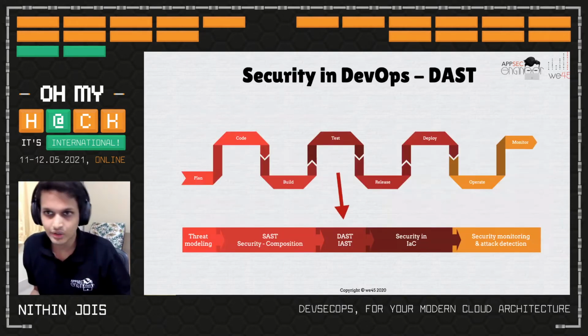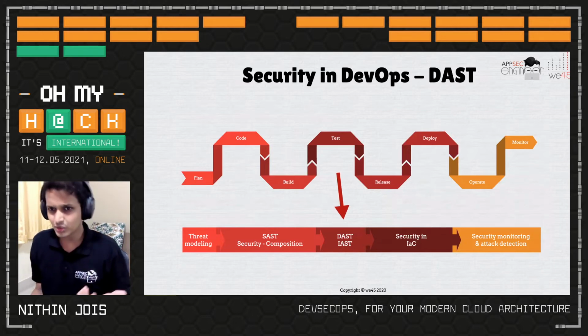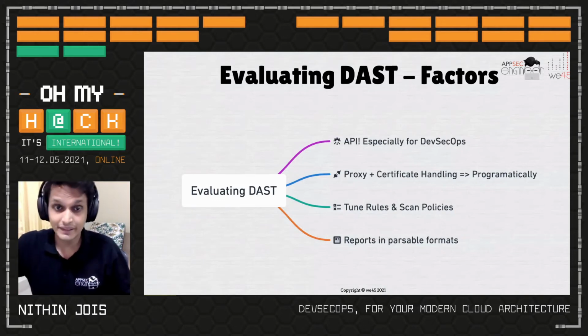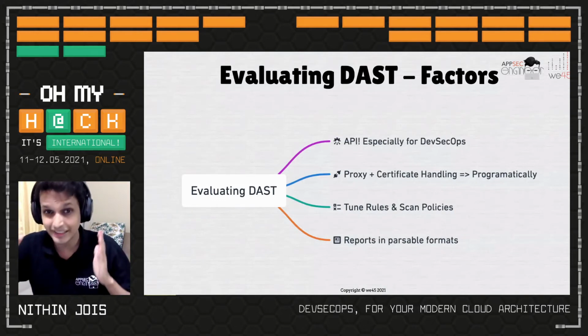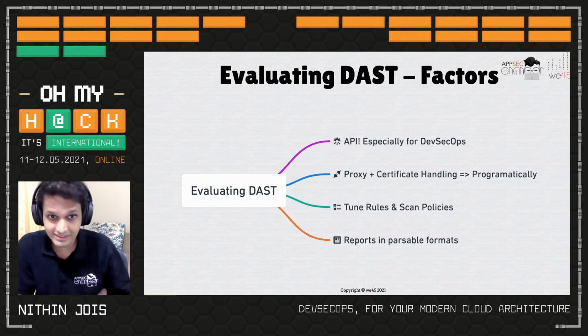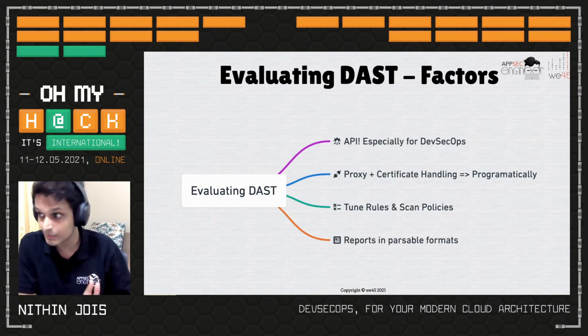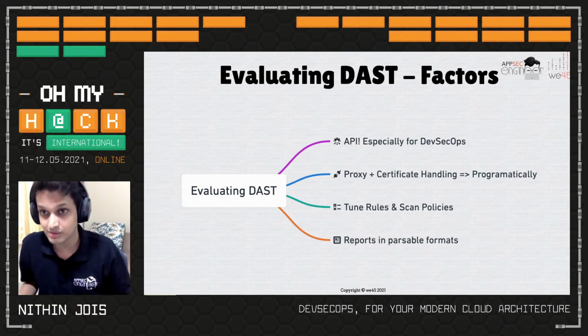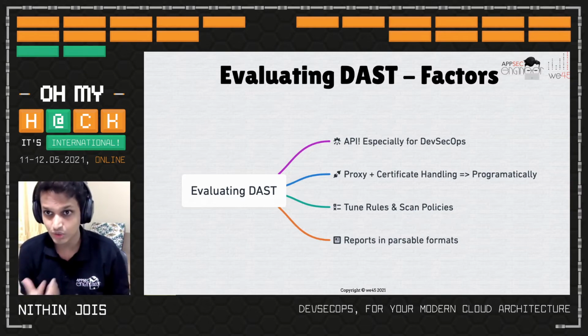So with that, let's quickly look at dynamic application security testing as well. So when it comes to DAST tools, especially automating DAST tools, API is going to be the king, right? So API is going to be extremely critical for DevSecOps. And if you can handle the proxy and if you can handle the certificate issues programmatically, that's a great bonus. At the same time, you also want to be able to tune the rules and the scan policies, preferably programmatically as well, right?